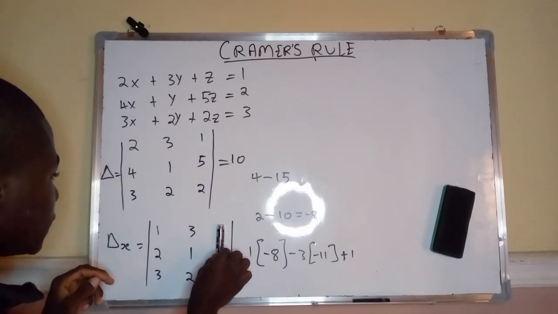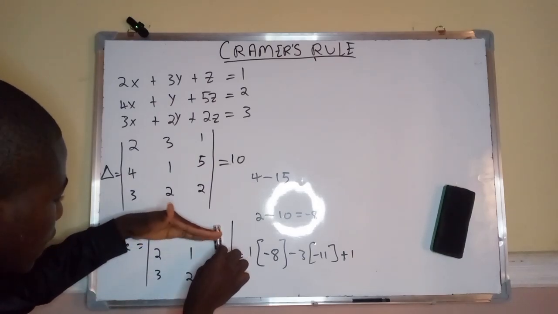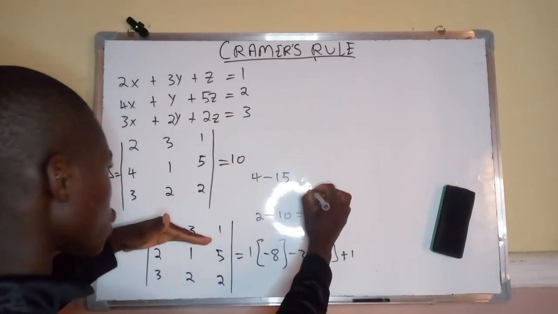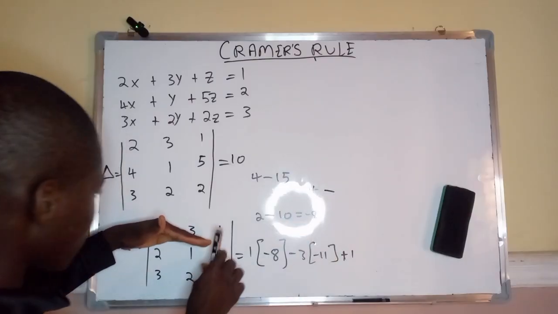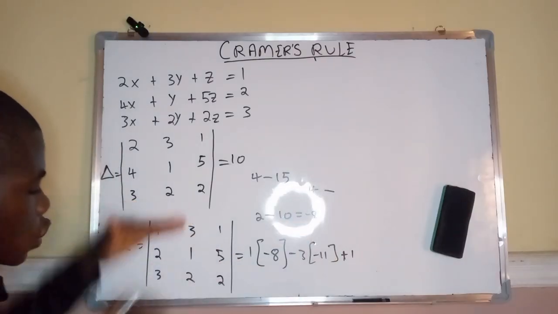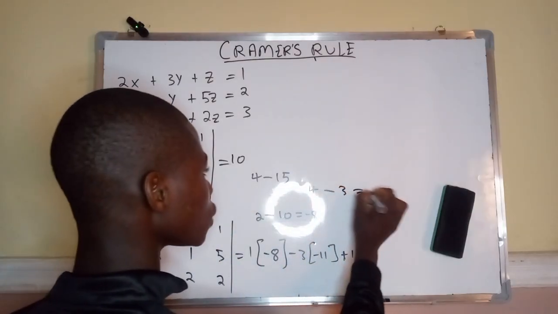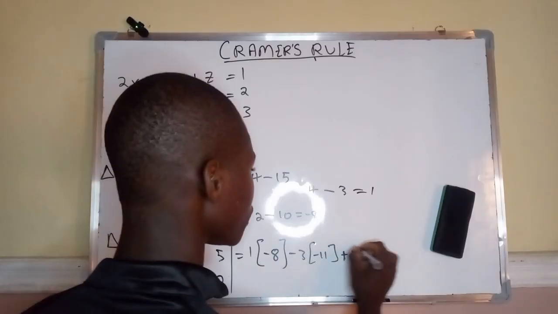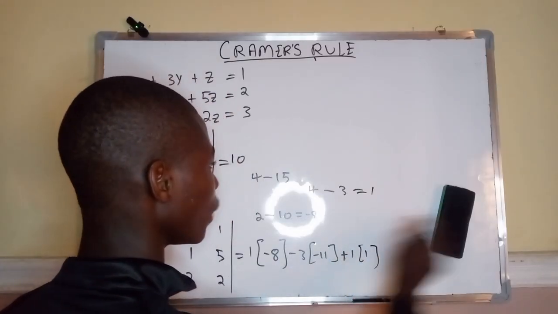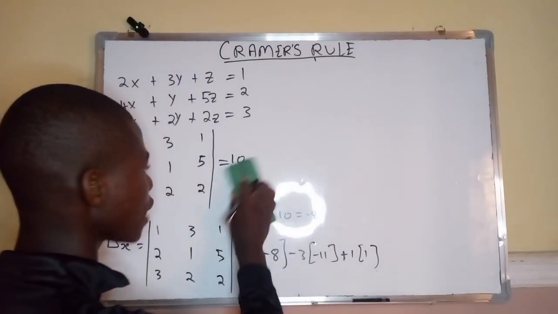So therefore 1, I will delete this row and this column. I'm having 2 times 2, which is 4, minus 1 times 3, which is 3, which is equal to positive 1. If I multiply by 1, it is the same thing as 1.